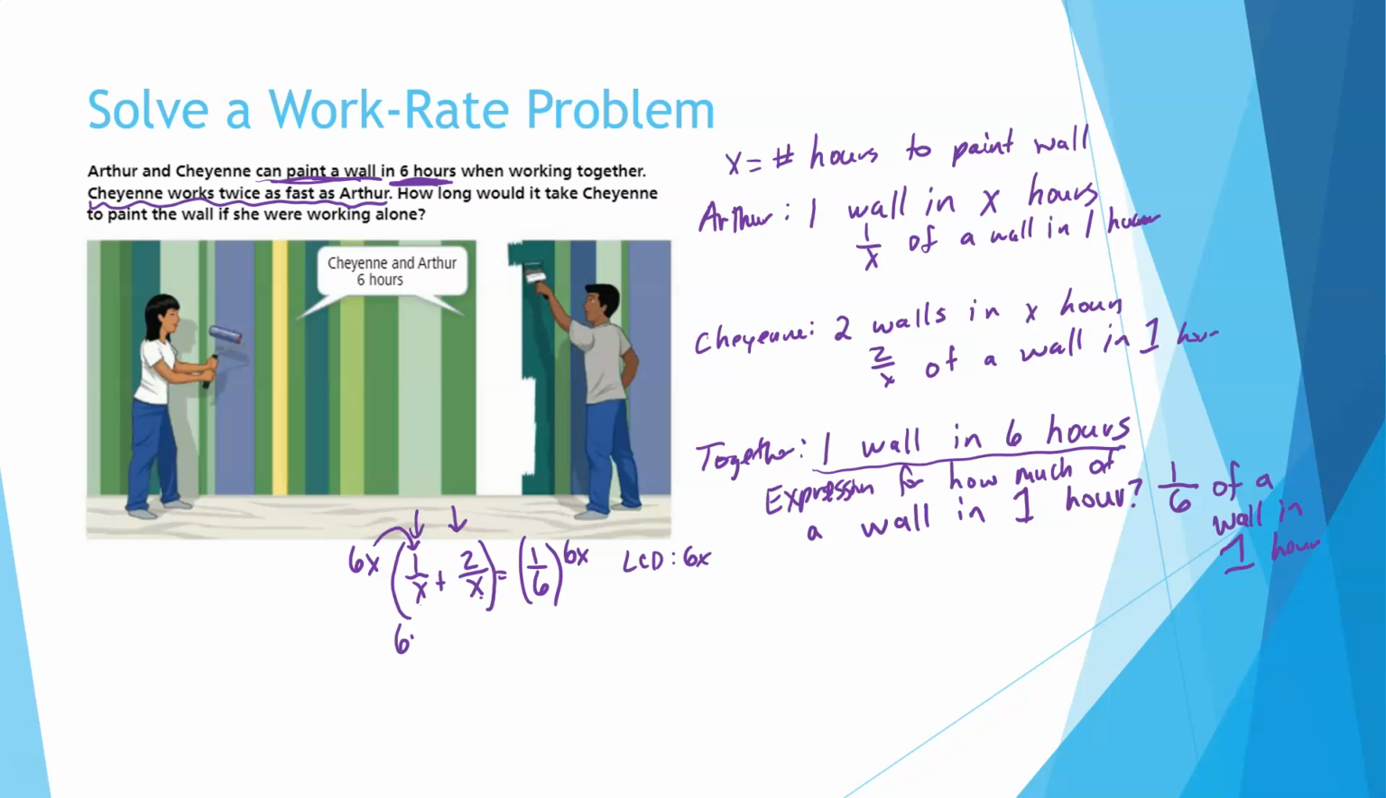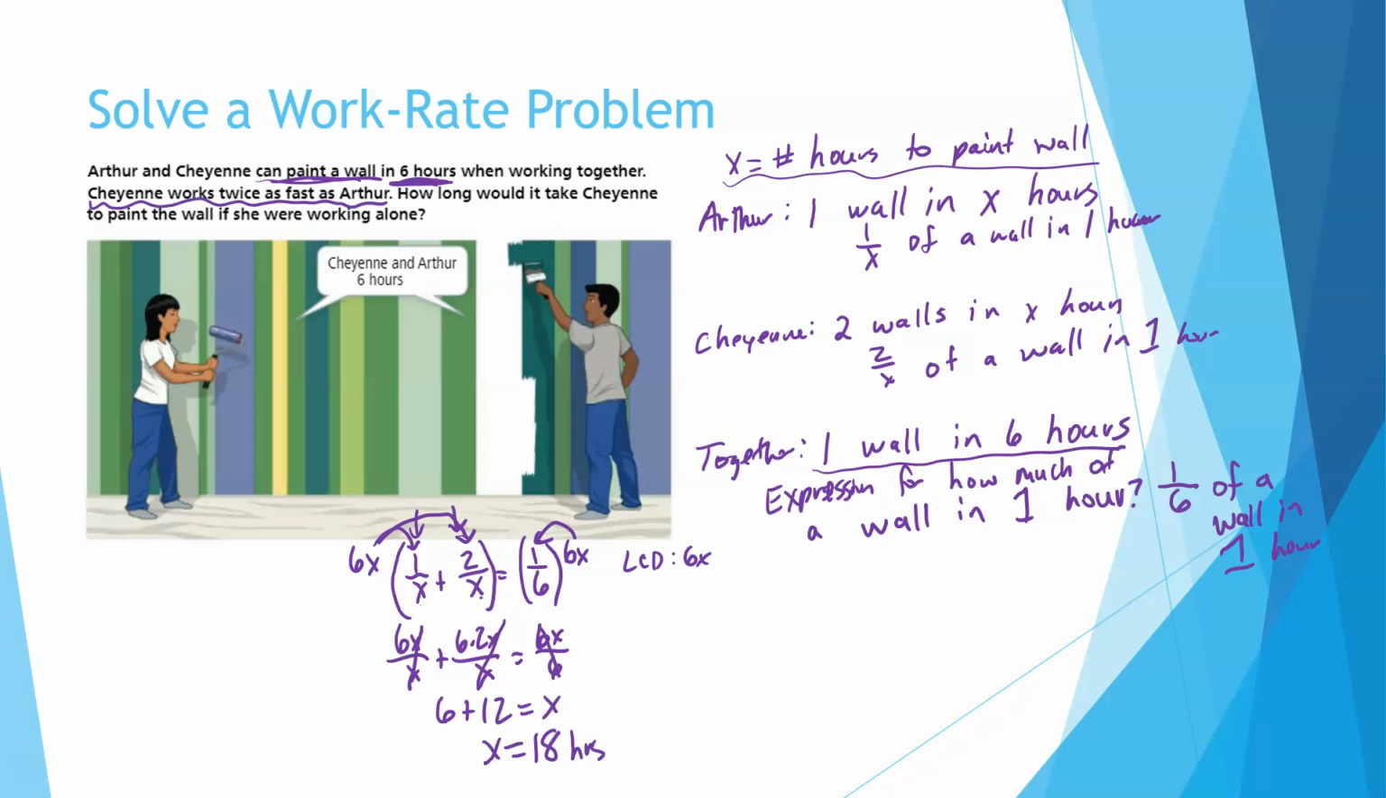So if I multiply this first fraction, I get 6x over x, but I also need to make sure I multiply the second fraction. So I get 6 times 2x over x equals, and then this is 6x over 6. Okay, and then we said once we did that, we're going to simplify each fraction. The x's cancel here, the x's cancel here, and the 6 cancels here. So I get 6 plus 12 equals x, so x equals 18. And remember, 18 is the number of hours to paint the wall. So when they work together, it takes them 18 hours to paint the wall.